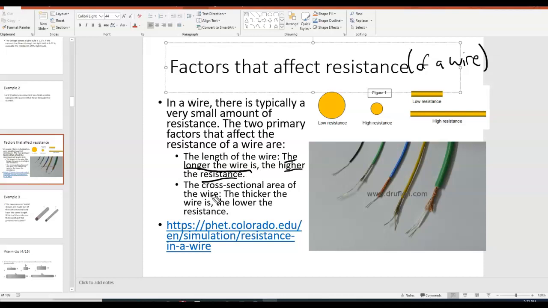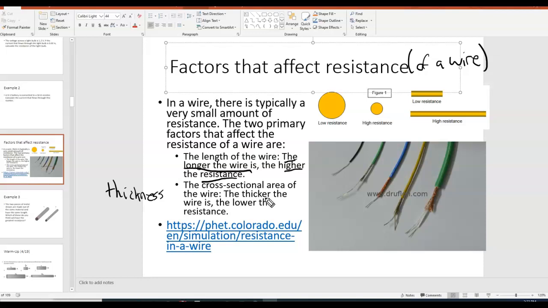Remember, resistance basically measures how easy it is for electrons to flow around in a circuit. If you think of the water analogy, the current was like the water flowing through the pipe. Well, if you imagine a longer pipe, it's more difficult for the water to flow because it has farther to travel. So if you carry over this analogy to electricity, the longer the wire is, the higher the resistance. Now, the other factor that affects resistance of a wire is what's called the cross-sectional area, or you might just call that the thickness of the wire.